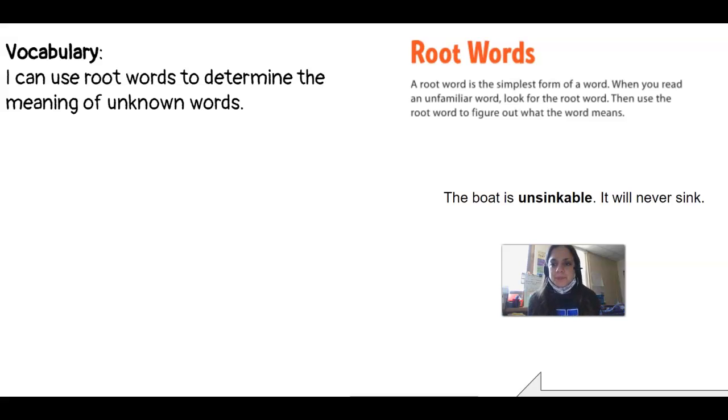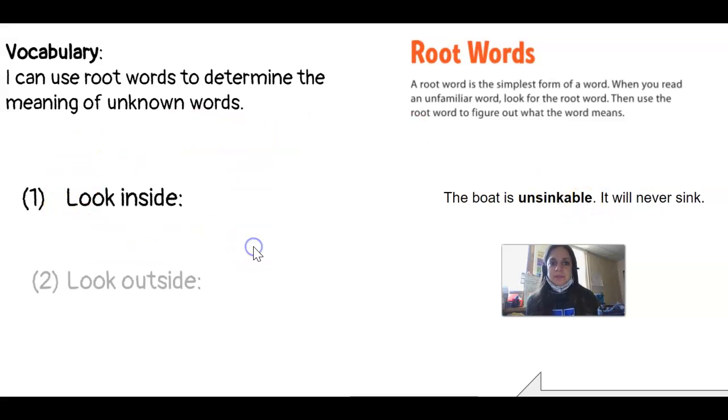For example, we have this sentence, and our tricky word that we're going to identify the root word in is in bold. The boat is unsinkable. It will never sink. So if I look inside of this word, I see a root word, sink. And in this case, we have a prefix that can be knocked off the word and a suffix that can be taken off the word. So what did I do? I just looked inside the word.